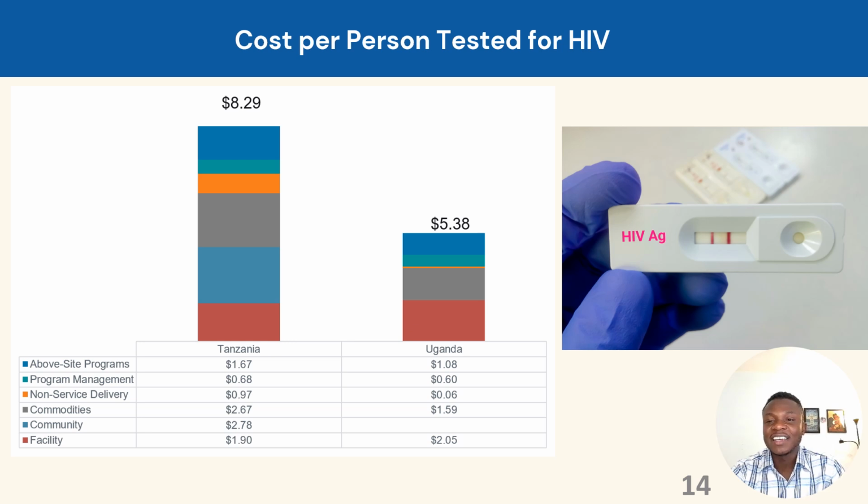In Tanzania, it was possible to compare the cost of the community level testing with the facility level testing, with the community level testing being somewhat higher than the facility-based testing. Also worthy of note is that the $8.29 that we see for the cost of testing HIV in Tanzania represents a weighted average of the cost, because the test is either done at the community level or at the facility level and not both.